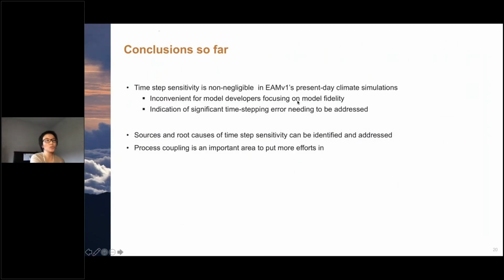So that brings me to the conclusions of the work we have done on this topic. We have seen that time step sensitivity is non-negligible in our atmospheric model. It's inconvenient for model developers who focus on model fidelity, and for us who are interested in reducing time integration error. This means that there is a lot of work for us to carry out.